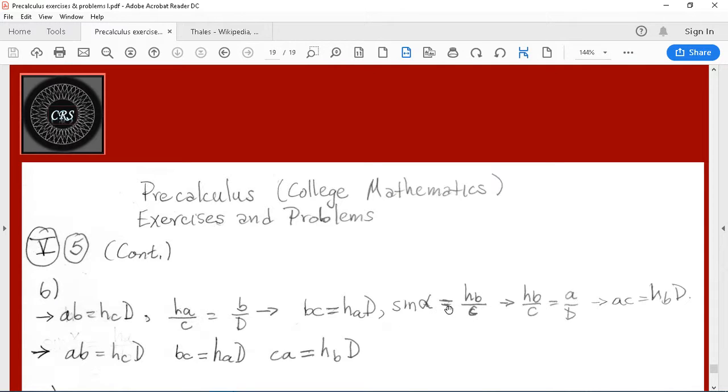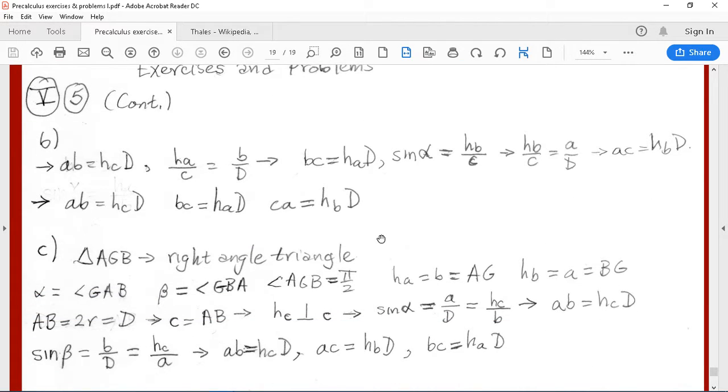That sine of alpha equals hb over c, and hb over c equals a over d, and we have ac equals hb times d, and ab equals hc times d, bc equals ha times d, and ca equals hb times d. Okay, we're going to finish this up in the next video.